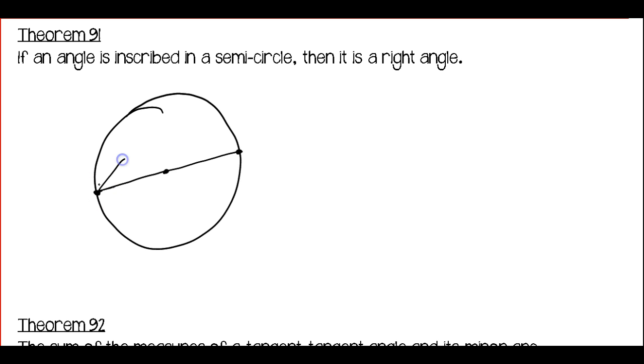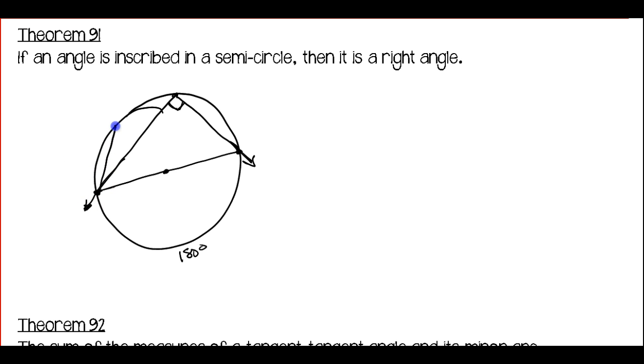So if I draw this angle here, since the angle goes through the endpoints of the diameter, it's inscribed in the semicircle. We know that this arc is 180 degrees, and we know that an inscribed angle is half its intercepted arc, so we know that's got to be 90. That's just a quick informal verbal proof.